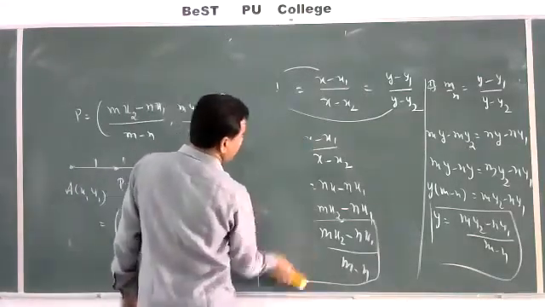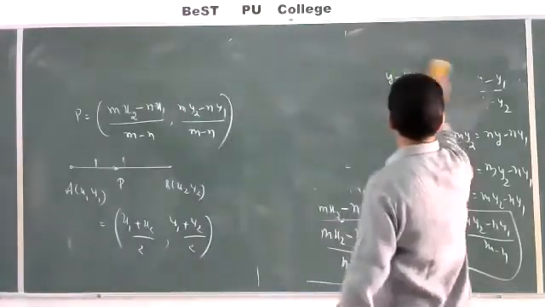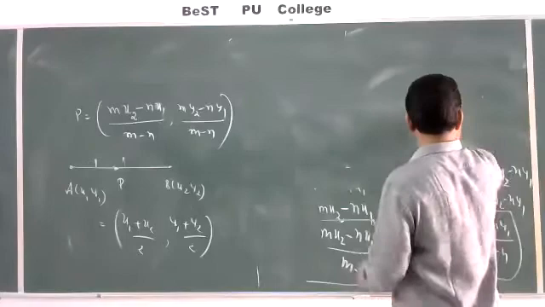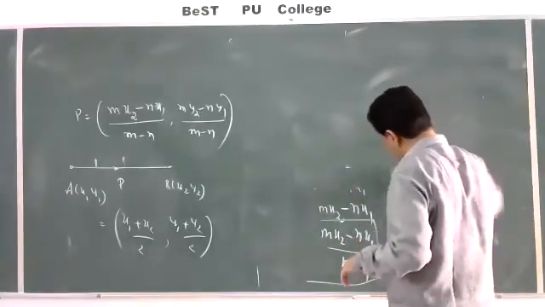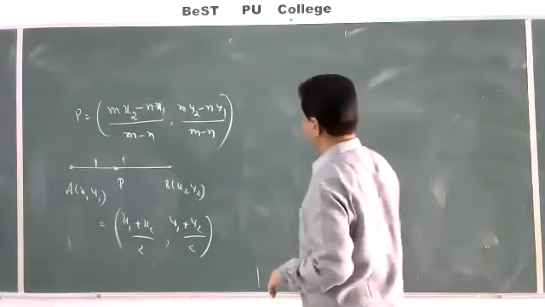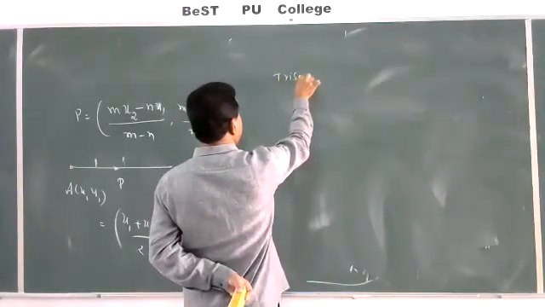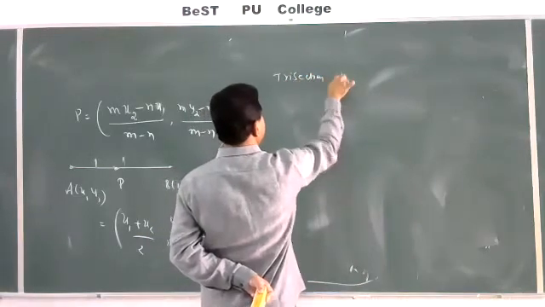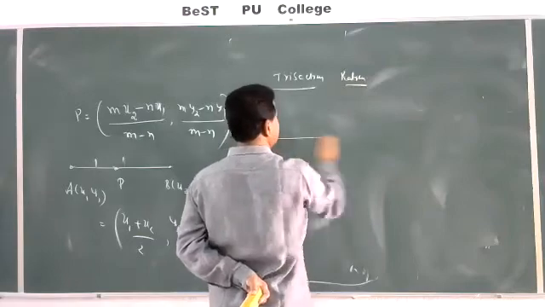Next concept, trisection ratio. See the next concept, trisection ratio. Which ratio is called trisection ratio? Listen to me.